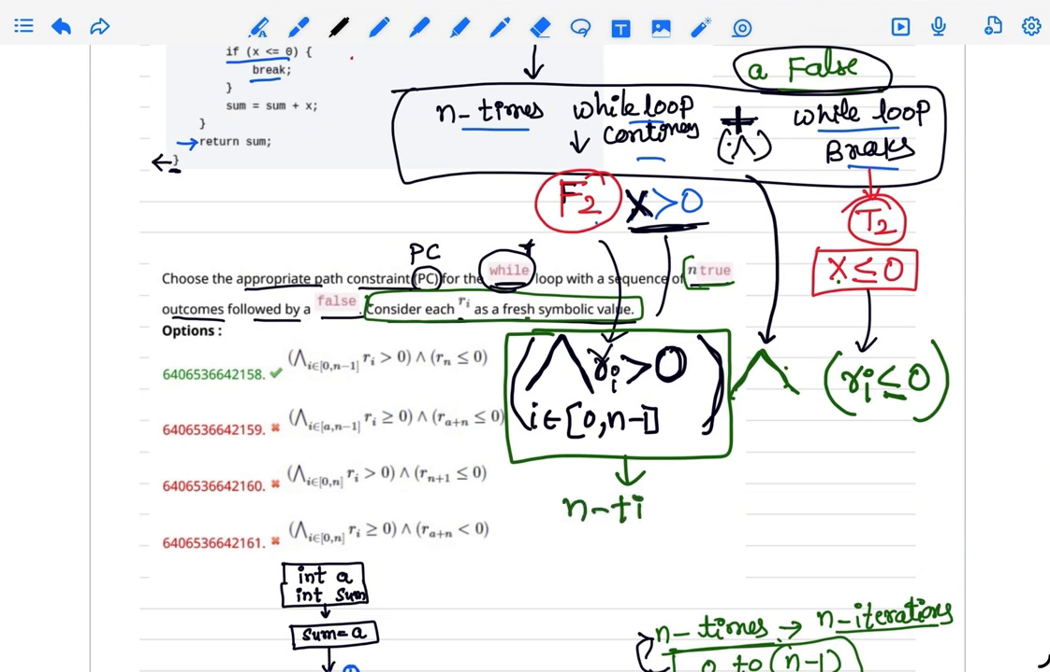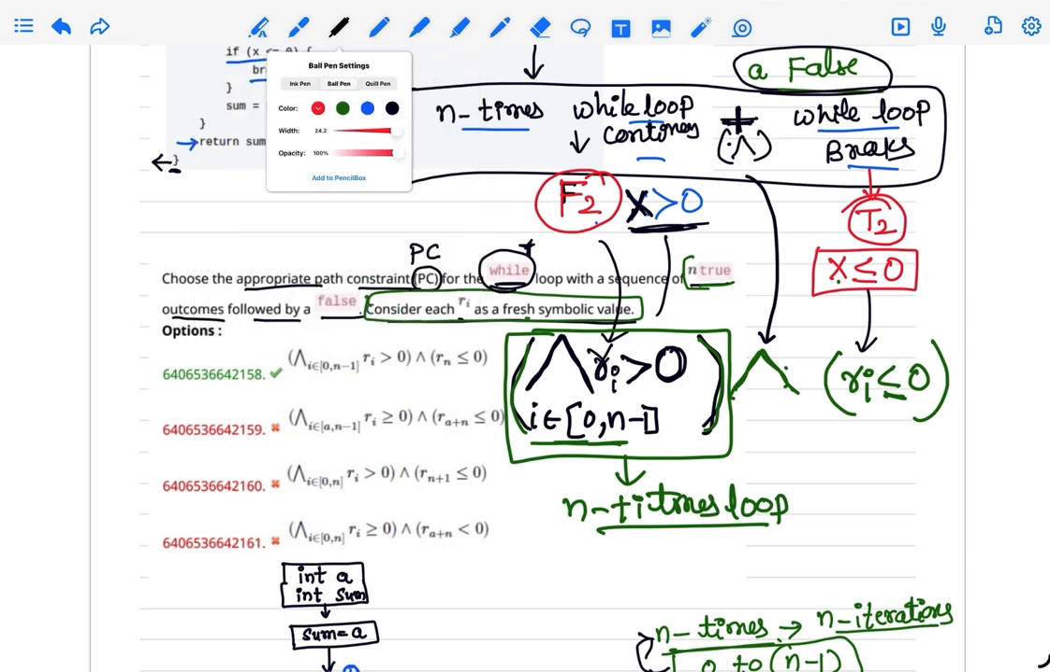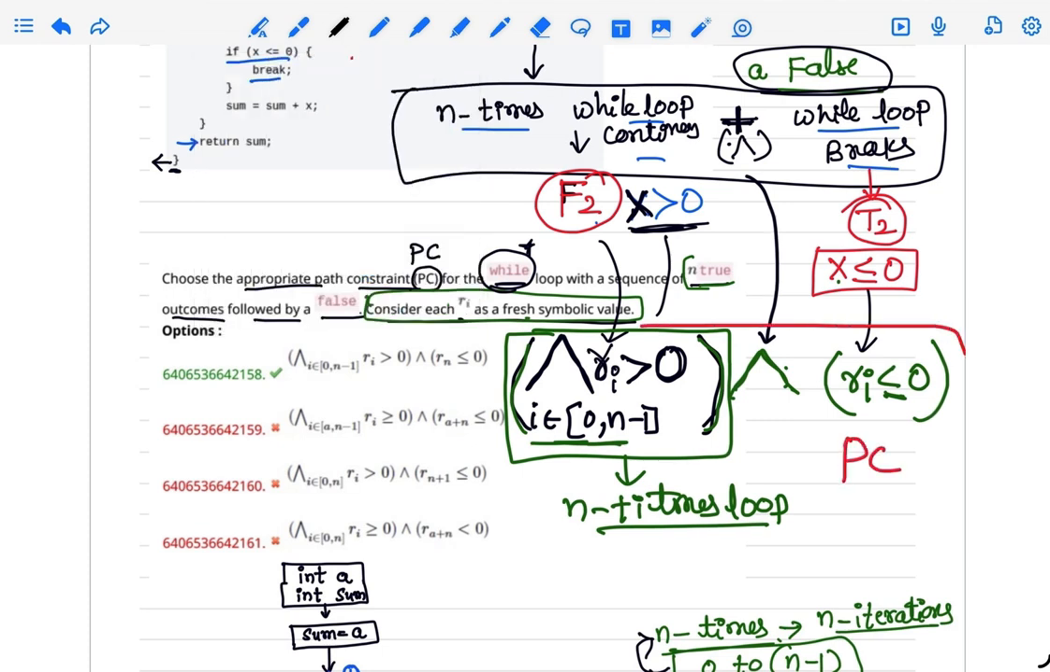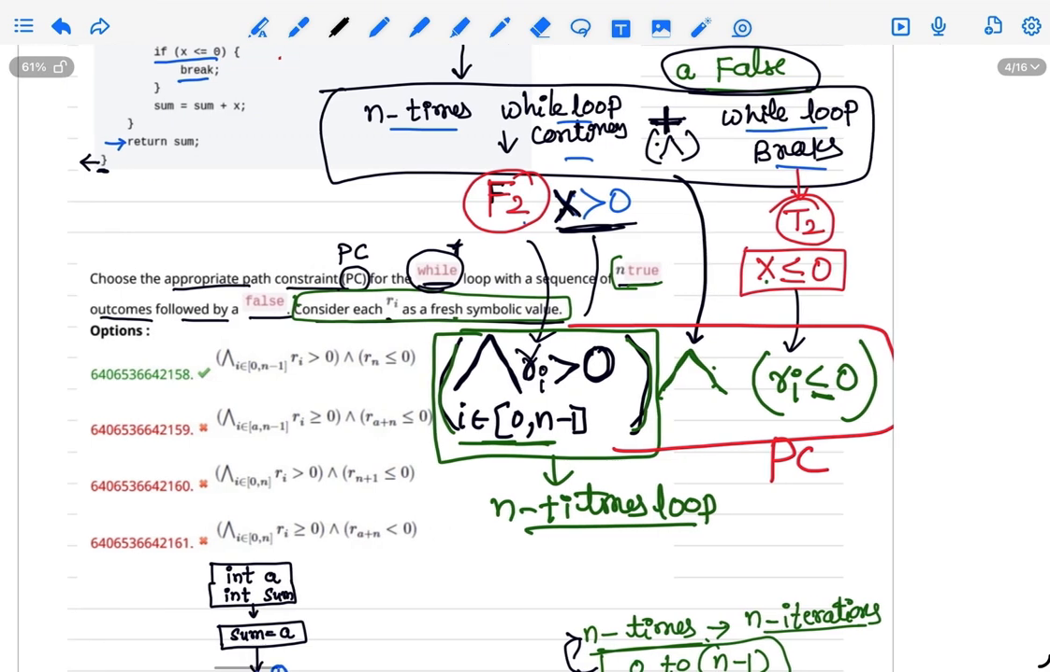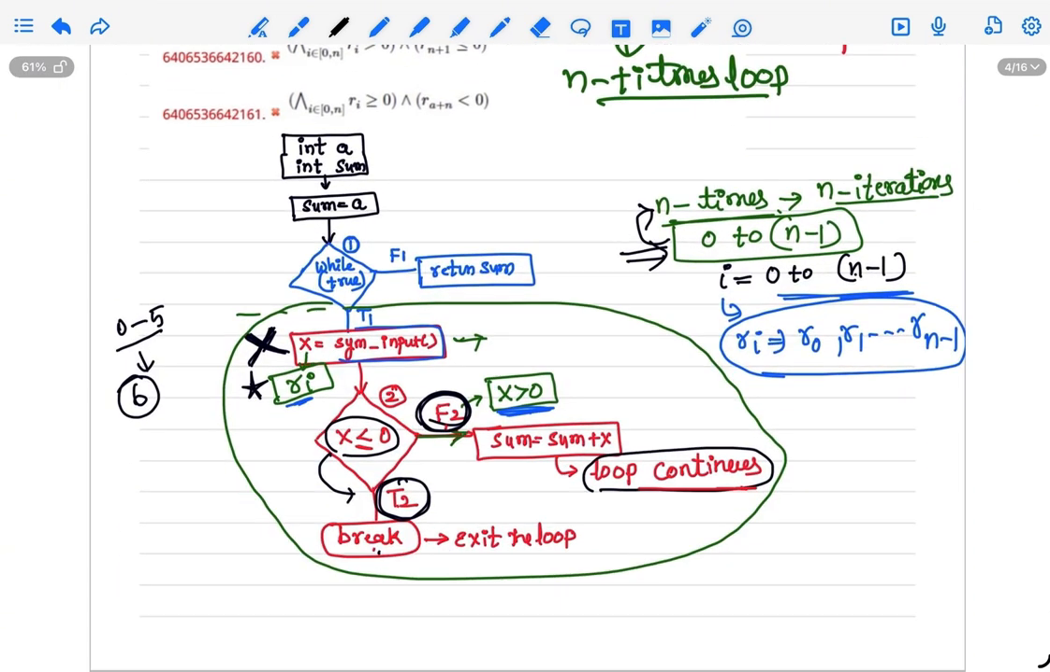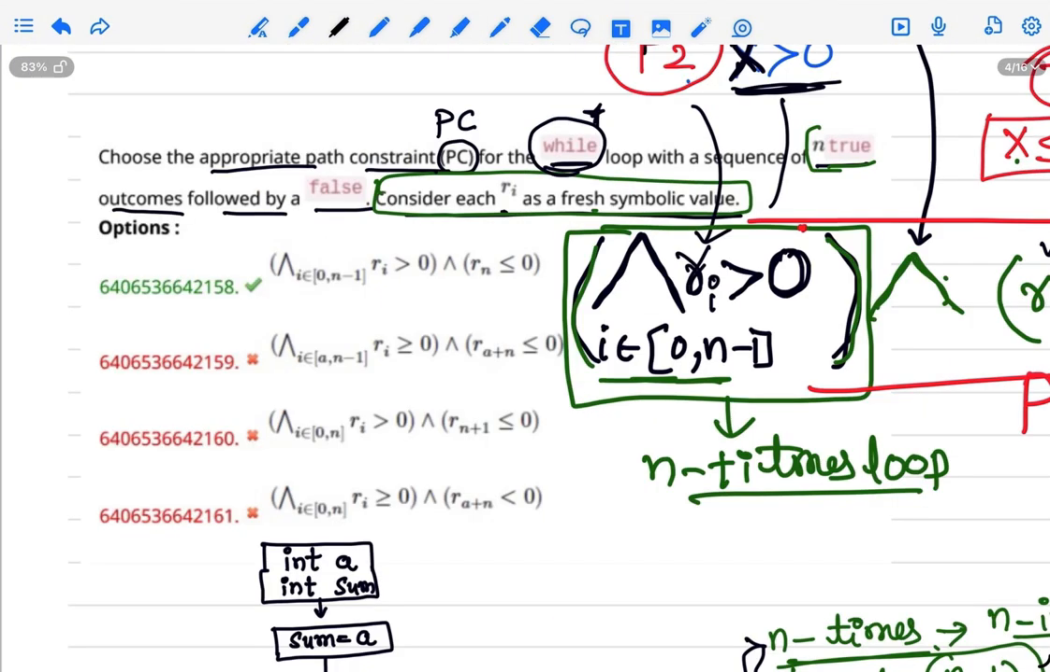n times the loop continues. For iterations, that is the indexing range, you have to write like this: the curly braces and indexing, i belongs to 0 to n minus 1, ri greater than 0. This is the path constraint, friends. This is the answer and this is the path constraint completely. First, from the code you have to draw the flow chart, and from the question you can match what the symbolic input is and what the range is. Okay, the answer is the first one, right?